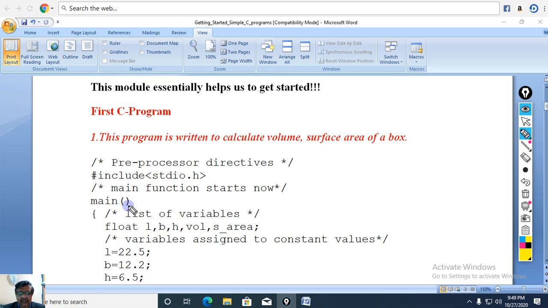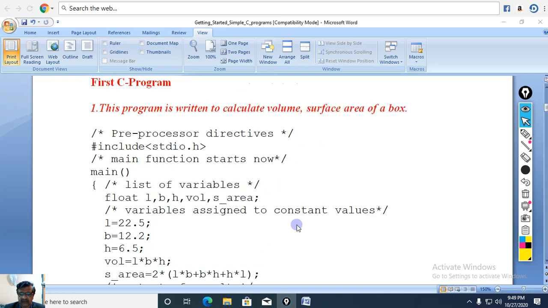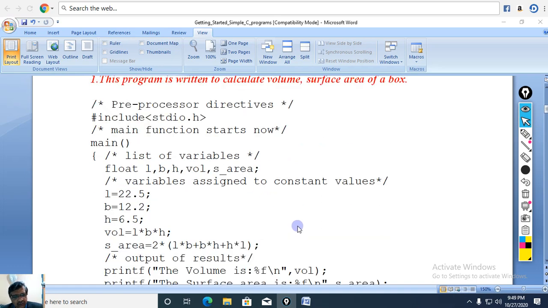Main, this is the main program. Every C program should start with one and only one main, and this is called the main function. The main function will receive control from the operating system. When the program is over, it will revert back, giving away the control that it had received from the operating system. That's enough if you know that.